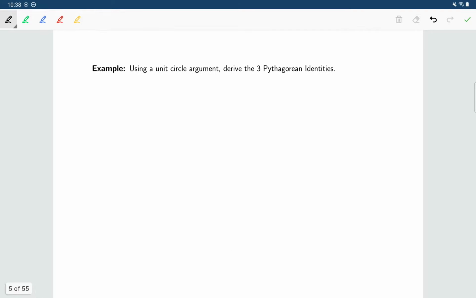Now, we originally came up with the Pythagorean identities using a right triangle trig argument. But now we're just going to simplify our life here by doing the same sort of thing, proving our Pythagorean identities, but this time not starting with right triangle trigonometry, starting with the unit circle. So again, reminder that if we're talking about an angle theta, and we're thinking about that angle inside the unit circle, you'll have some point x and y, and the value for r here, if you're in a unit circle, is 1.